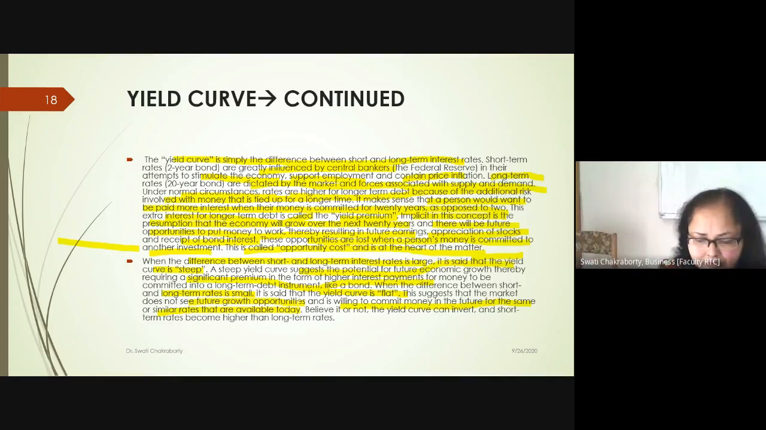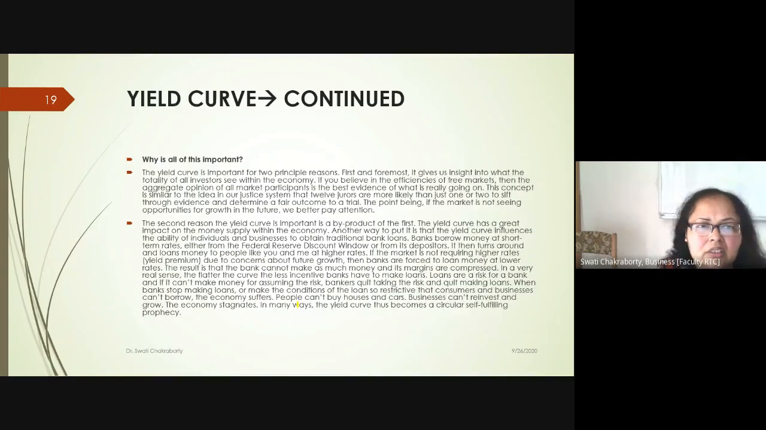So what can happen is that the yield curve can invert, and short-term interest rates become higher than long-term interest rates. That's where it happens when the difference is very small.